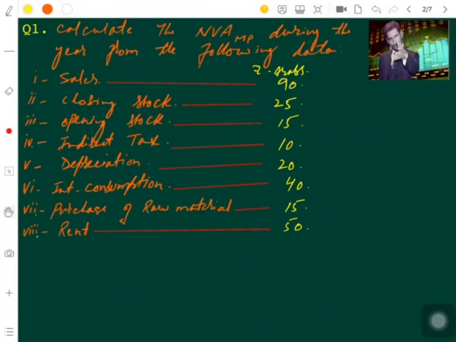The particulars given are sales, closing stock, opening stock, indirect tax, depreciation, intermediate consumption, purchase of raw material, and rent. The particulars given are in Arabs of rupees.